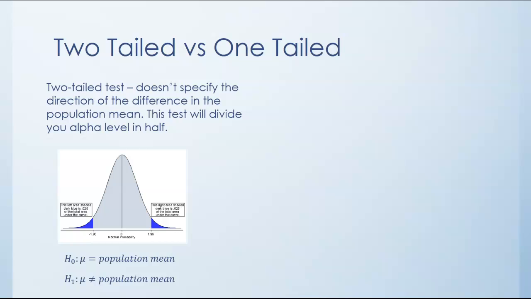And then my alternative hypothesis is that my mu does not equal my population mean, that there is some type of difference. Notice I didn't put a direction on it. I just said it's different somehow. Whether it's greater than, less than, that's not my concern. I'm just saying it's different.